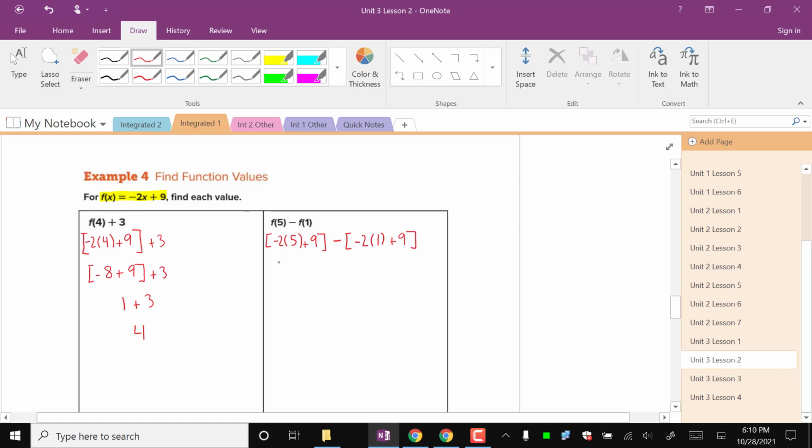So negative 2 times 5 is negative 10. Negative 2 times 1 is negative 2, plus 9. Add what's inside each of the brackets. So negative 10 plus 9 is now negative 1. Negative 2 plus 9 is 7. Negative 1 minus 7 more is negative 8.